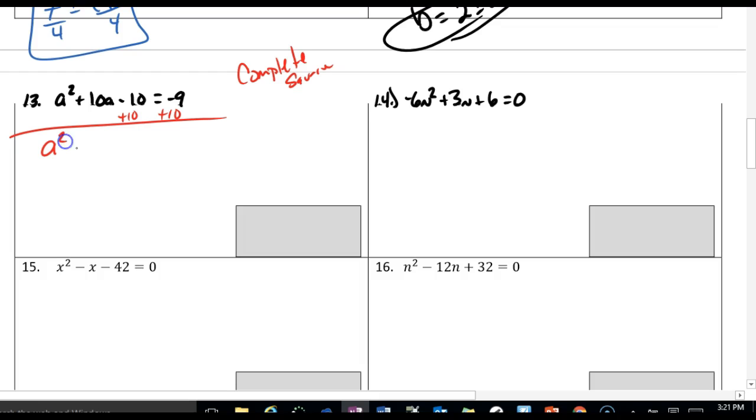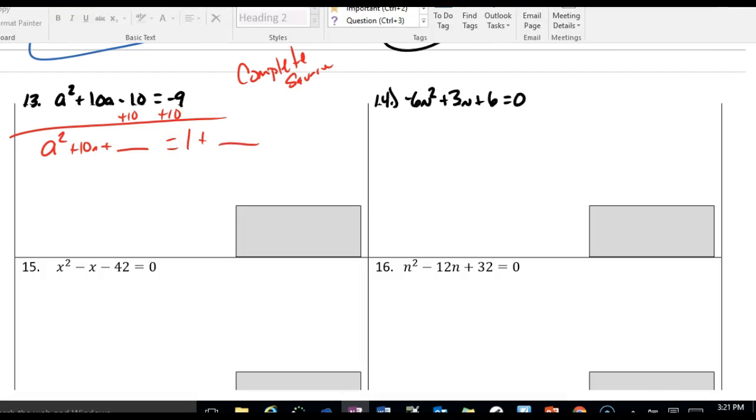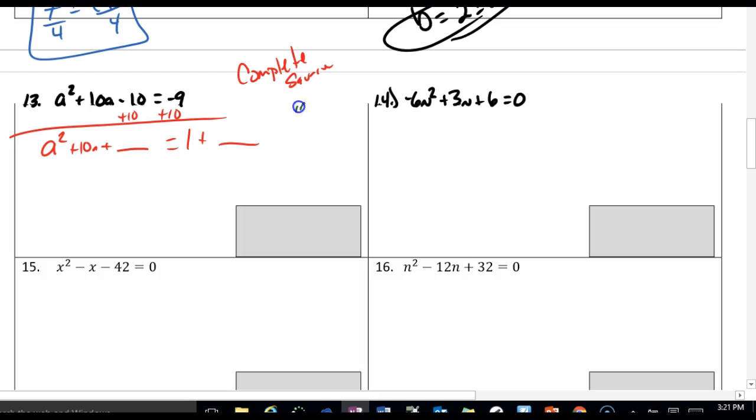That gives me a squared plus 10a plus some number I'm going to come to later. Negative 9 plus 10 is 1, plus some number. Now, this some number that I keep referring to is taking the b value, dividing it by 2, and squaring it, 25. So I have 25 here and here. In doing so, this part should come down to my binomial squared is equal to 1 plus 25 is 26.